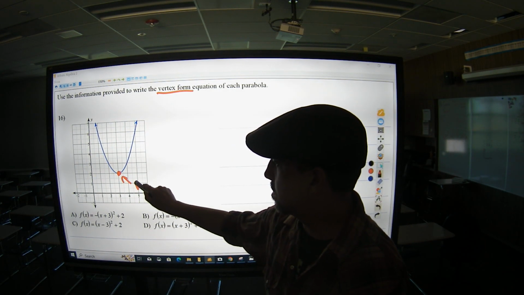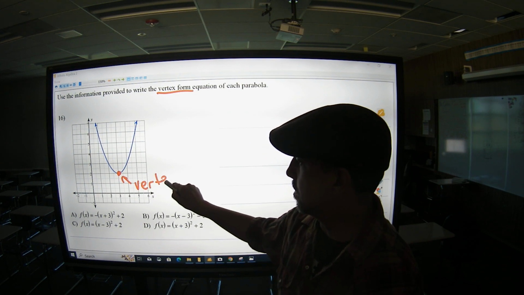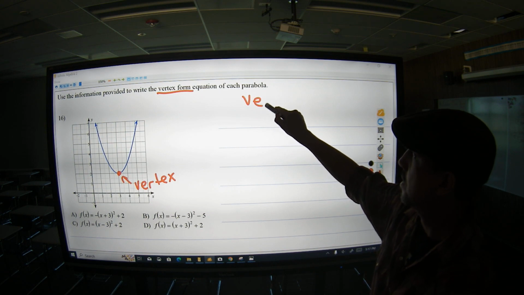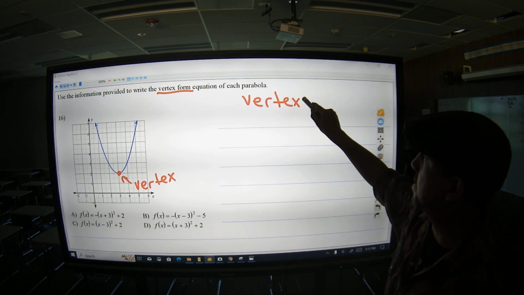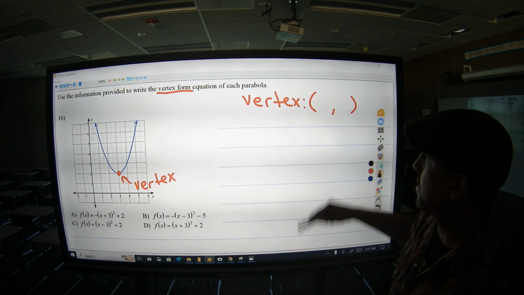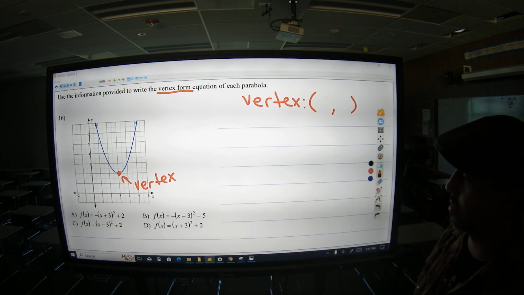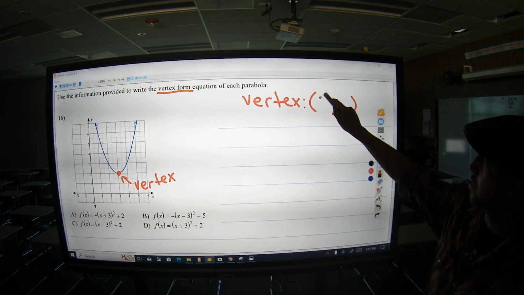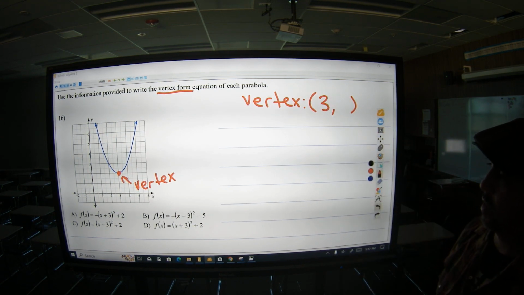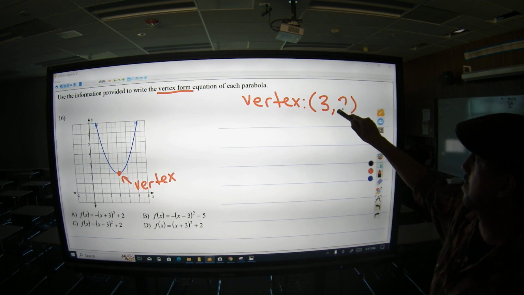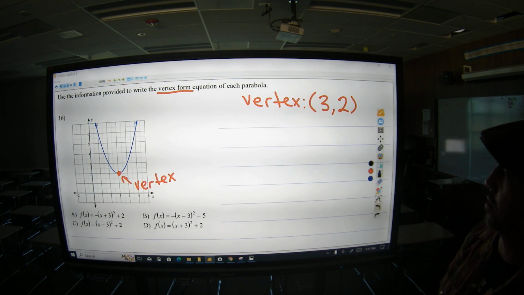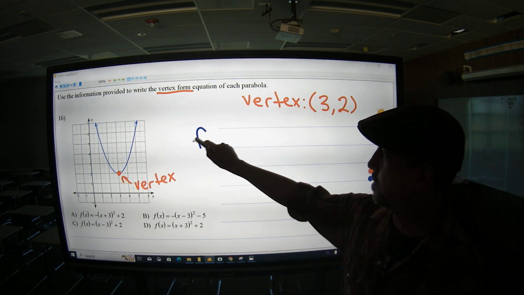So our vertex is right there. So we want to understand what the coordinates are of these. Again, in the coordinate plane, we have xy coordinates. So the x always goes first. So in this case, we know that the x coordinate of the vertex is 3 and the y coordinate of the vertex is 2. So we've learned how to use this with our vertex form equation.